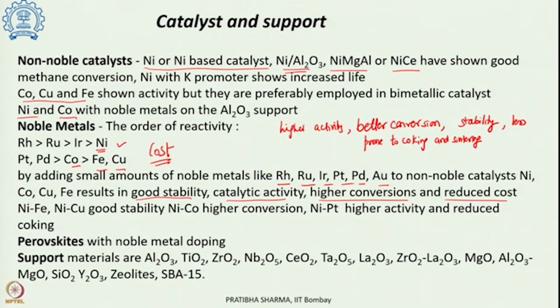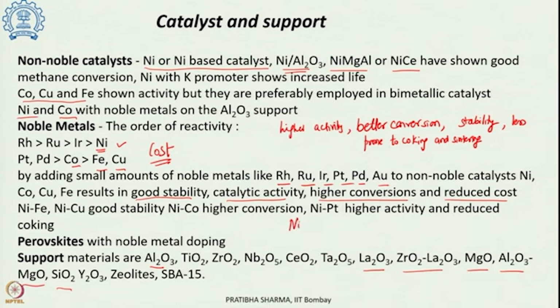The various supports which have been used for dry reforming of methane include alumina Al2O3, TiO2, ZrO2, Nb2O5, CeO2, Ta2O5, La2O3, a combination of the supports ZrO2 and La2O3, magnesium oxide, alumina along with magnesium oxide, silica, yttria Y2O3, zeolites and SBA-15. Now, all of these have separate characteristics.